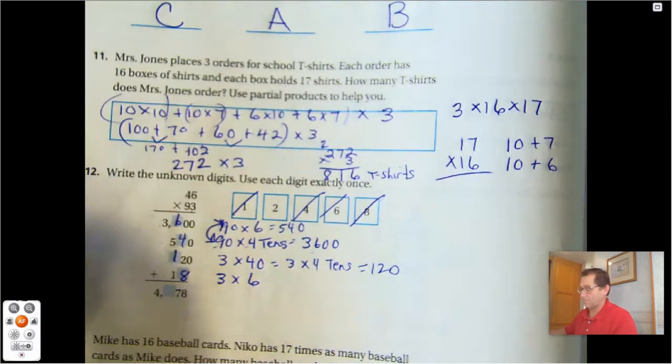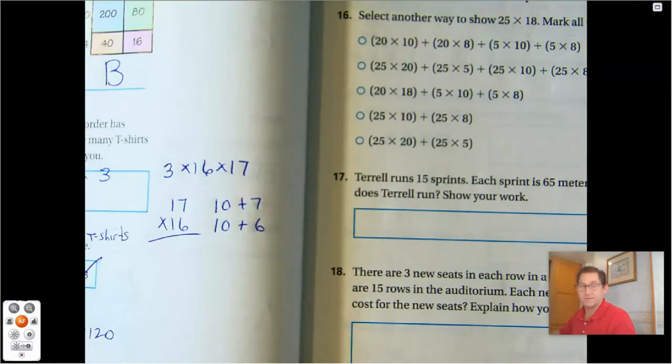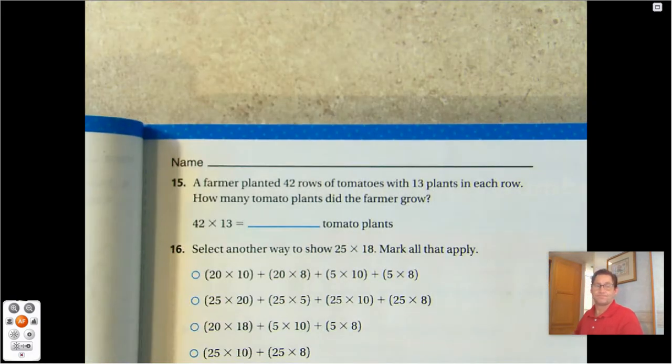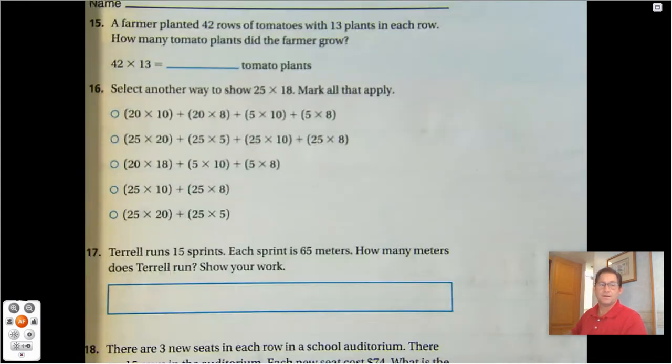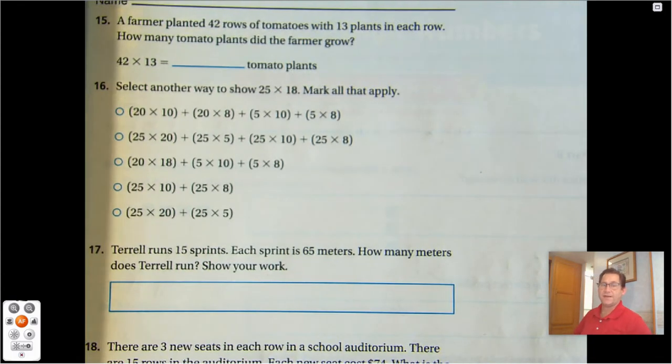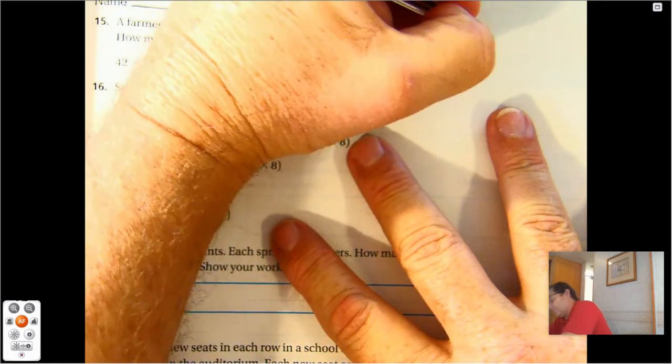Let's move on to number 15. A farmer planted 42 rows of tomatoes with 13 plants in each row. How many tomato plants did the farmer grow? 42 times 13. So 42 times 13.